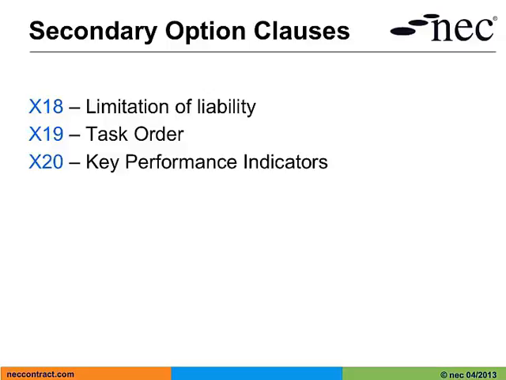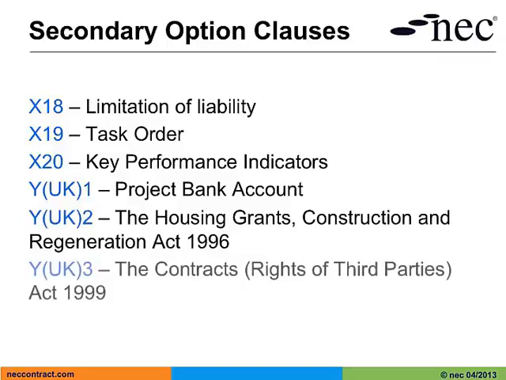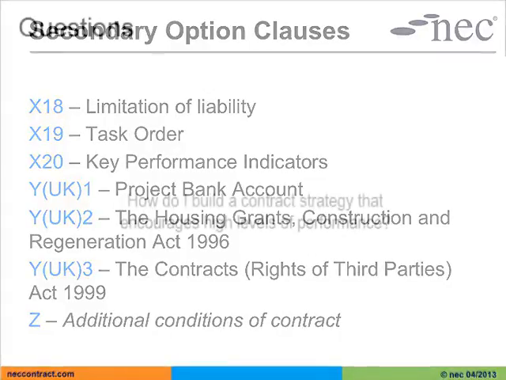The next three secondary options are available for use in the UK. The first one, YUK1, is a project bank account. YUK2 is the Housing Grants, Construction and Regeneration Act. And YUK3 is the Contracts (Rights of Third Parties) Act. Finally, we have option Z. Option Z is any additional conditions of contract.